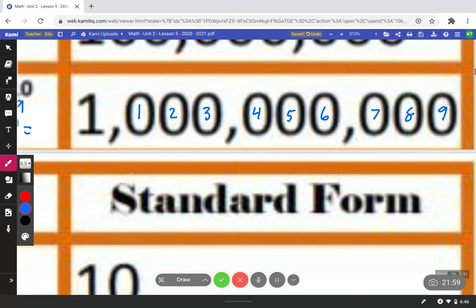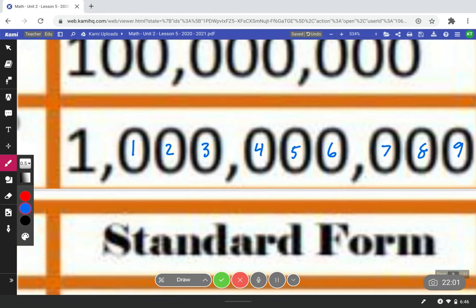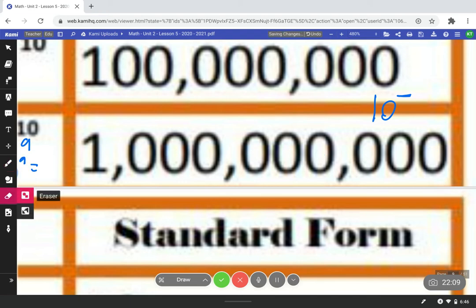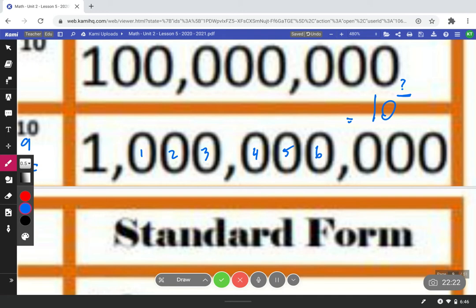If you just showed me a billion, I would be able to work backwards. If you just showed me 9 billion and asked me, this is 10 to the power of what? Figure out what power this is. I could just go 1, 2, 3, 4, 5, 6, 7, 8, 9. 10 to the power of 9.